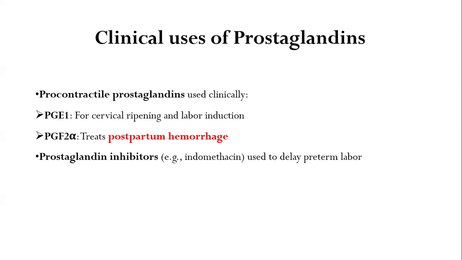What are the clinical uses of prostaglandins? Procontractile prostaglandins are used clinically. For example, prostaglandin E1 is used for cervical ripening and labor induction. Remember, prostaglandin E1 is used for cervical ripening and labor induction, and prostaglandin F2 alpha, which is responsible for causing uterine contraction, is used as a treatment for postpartum hemorrhage. Prostaglandin inhibitors like indomethacin are also used to delay preterm labor.